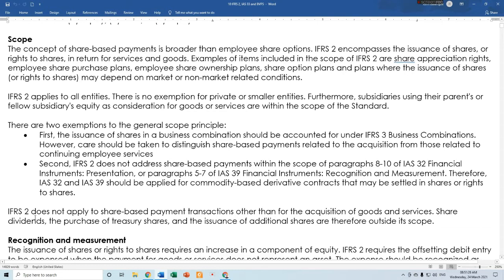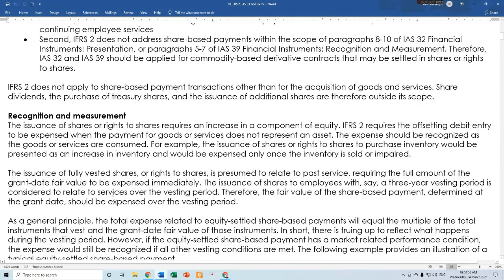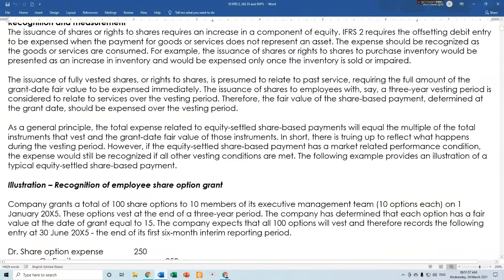Okay? Tapos take note, IFRS 2 does not apply to share-based payment transactions other than for the acquisition of goods and services. Share dividends, the purchase of treasury shares, and issuance of additional shares are therefore outside the scope because this is not, di ba diniscuss natin, these are equity transactions but are not covered as consideration for share-based payments or these are not related to share-based payments. Okay, so let's go to recognition and measurement.